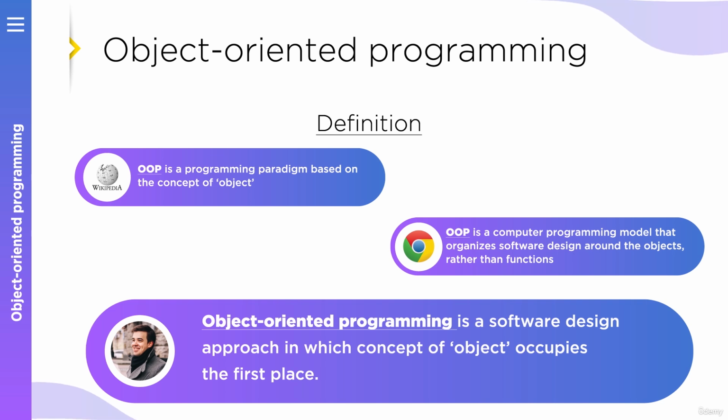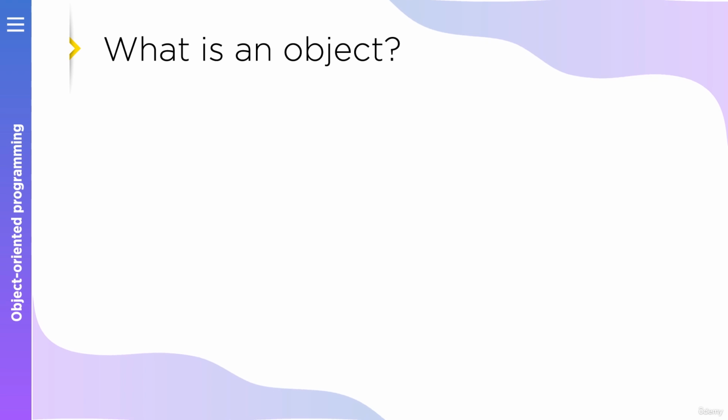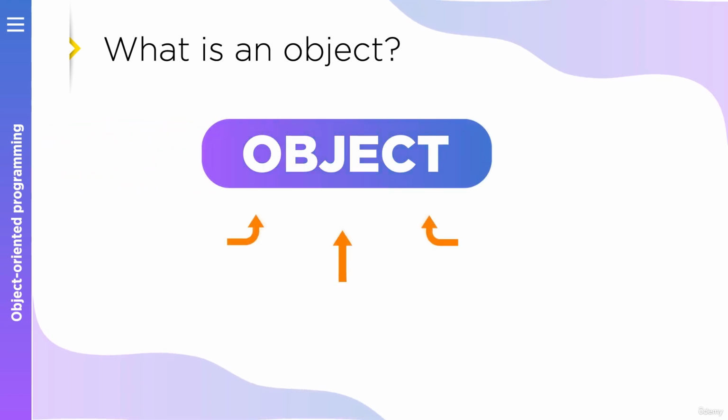My own definition sounds like this. Object-oriented programming is a software design approach in which the concept of object occupies the first place. In each definition we see that the concept of object is mentioned. Okay, then let's find the answer to the next question. What is an object? In object-oriented programming, everything is an object.